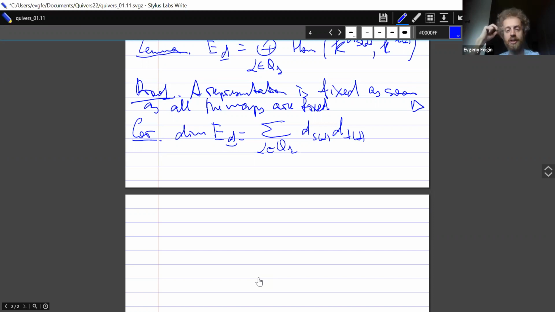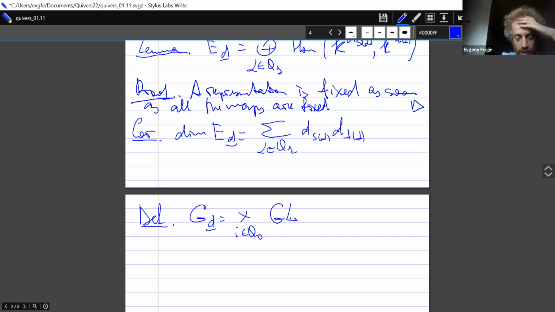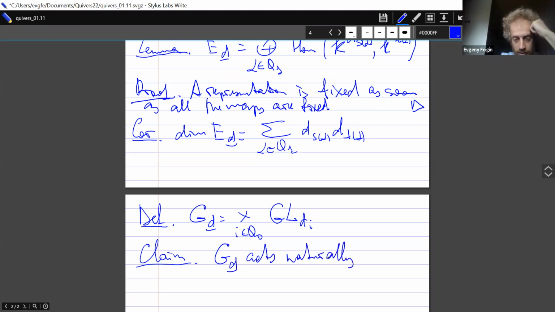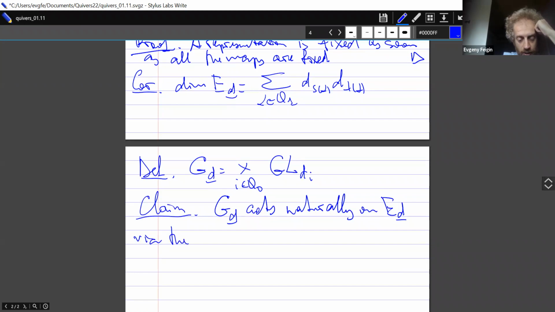This extra structure is the action of a group. So let us define the group G_d to be the product over all vertices of GL(d_i). That's just the product of general linear groups corresponding to each of the vertices. The claim is that G_d acts naturally on E_d via a formula.